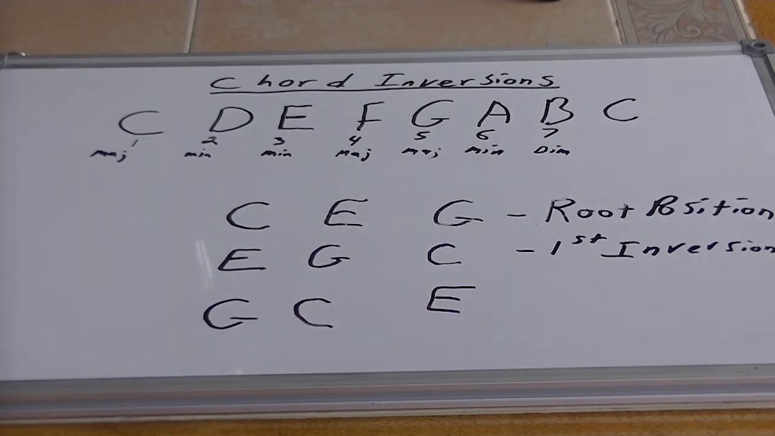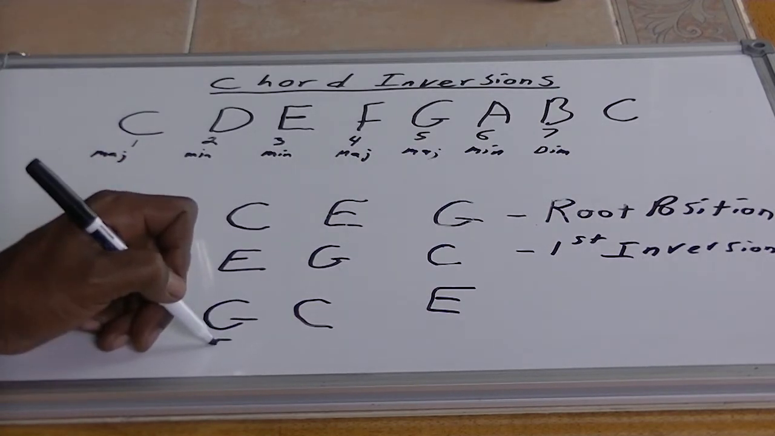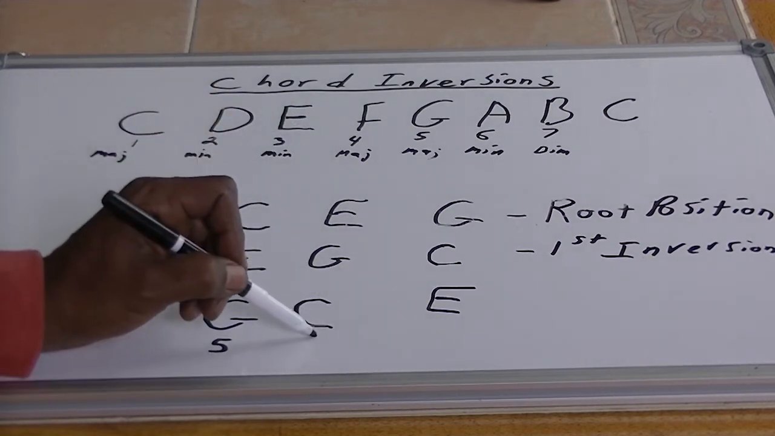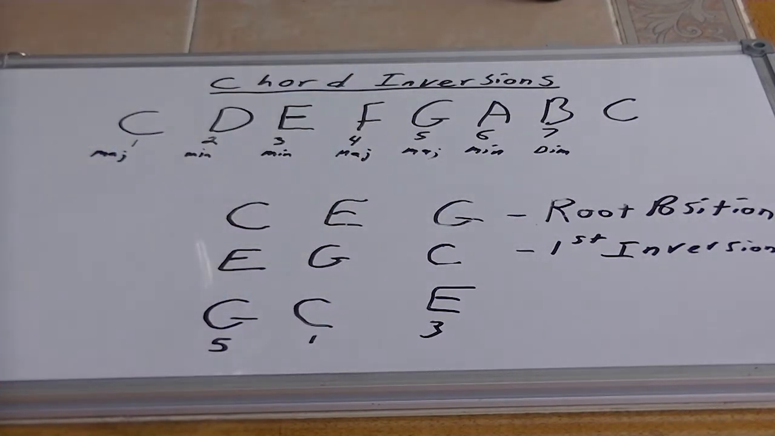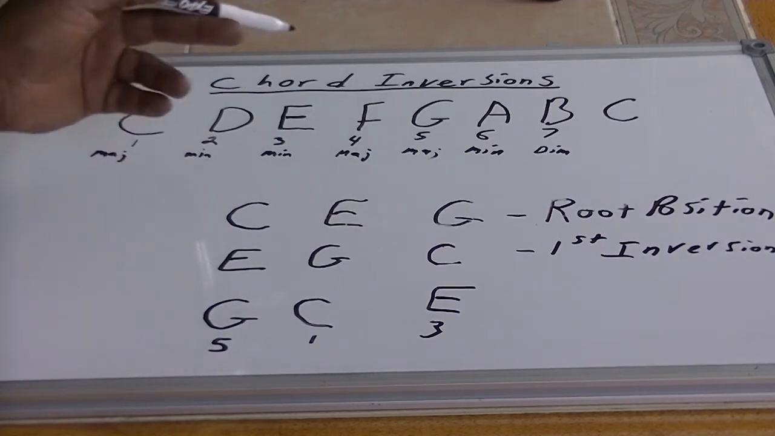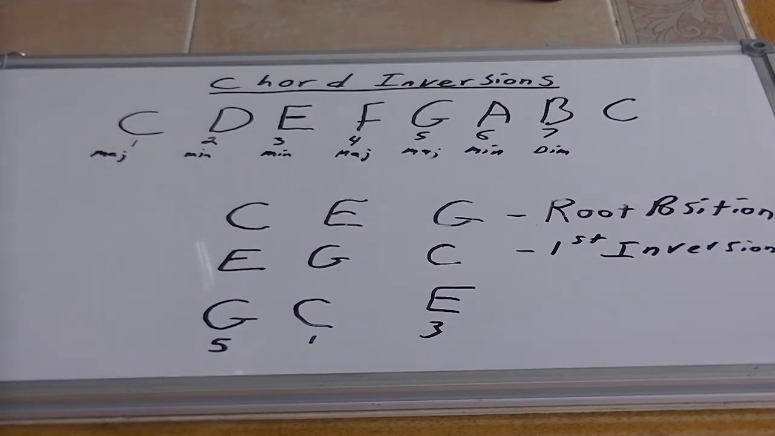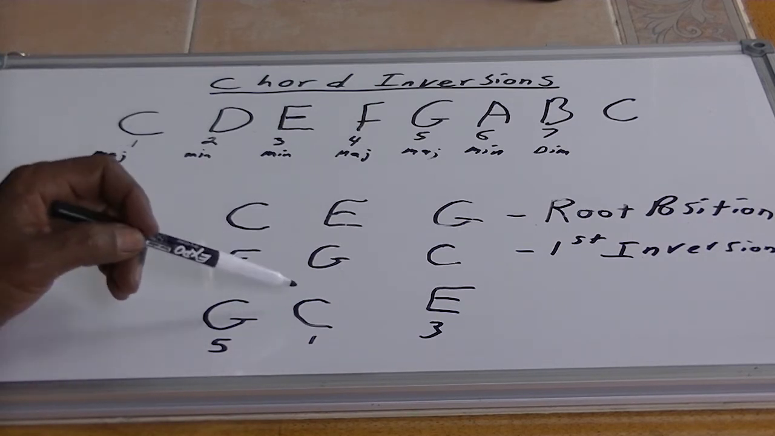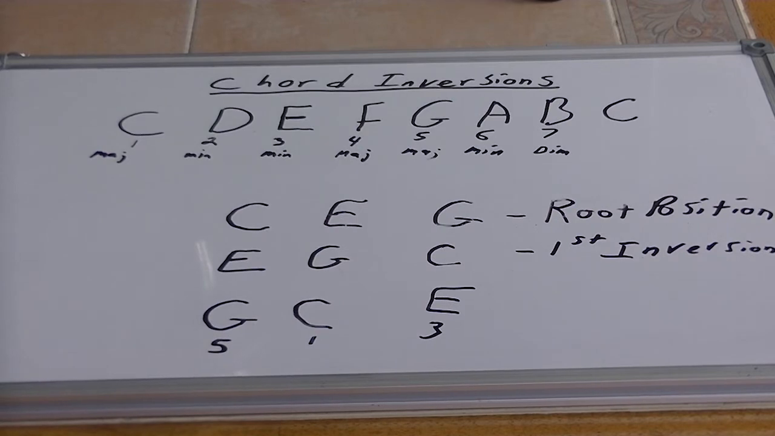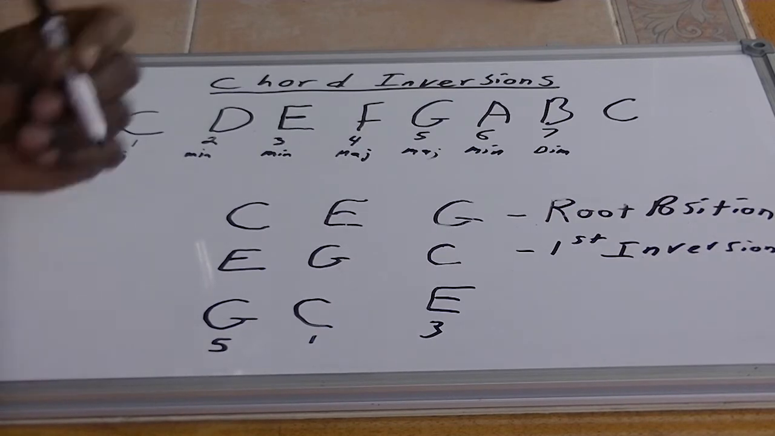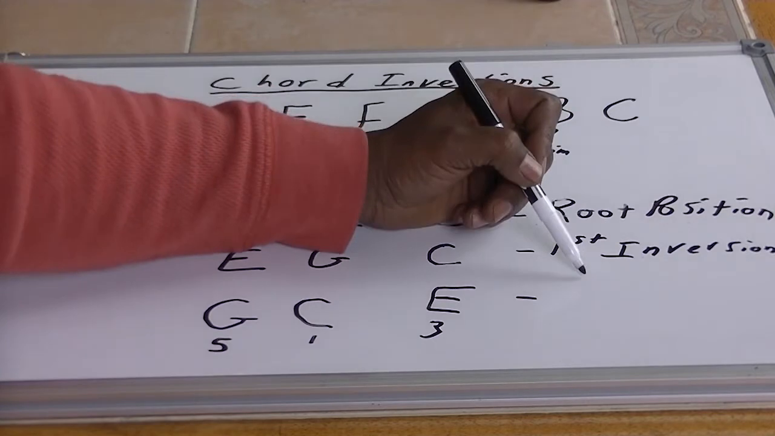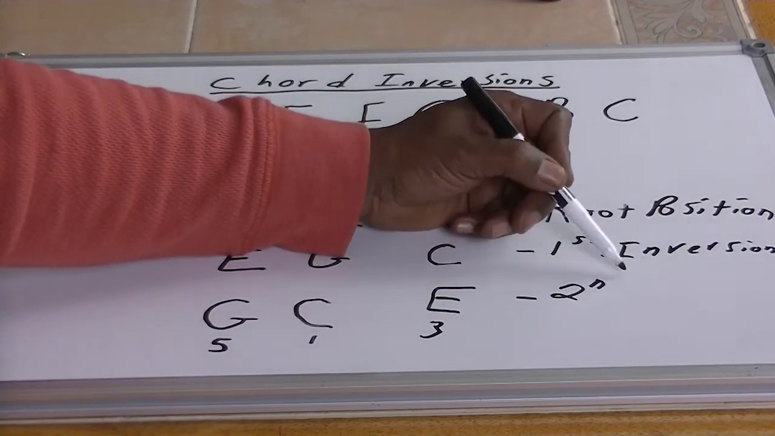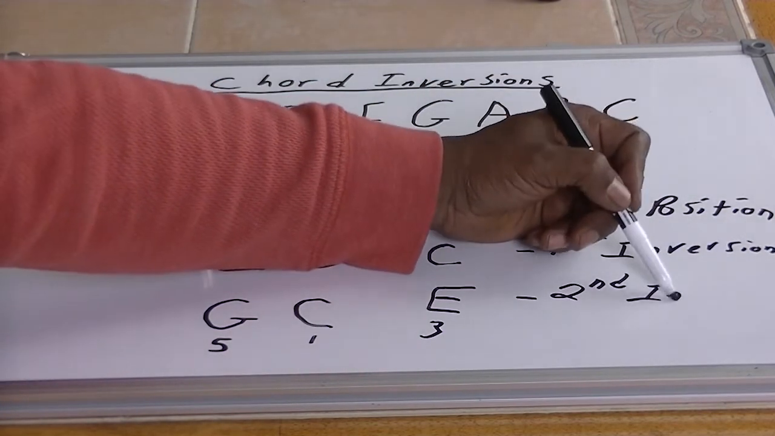So when we look at our numbers, we have 5, 1, 3. So now we have G, the fifth note of the scale, or the fifth of the chord, as our lowest note. And then we have the root note as the second lowest note, if you will. And finally, the E is the highest note of the chord. Well, when the notes are ordered this way, it's what's known as the second inversion.